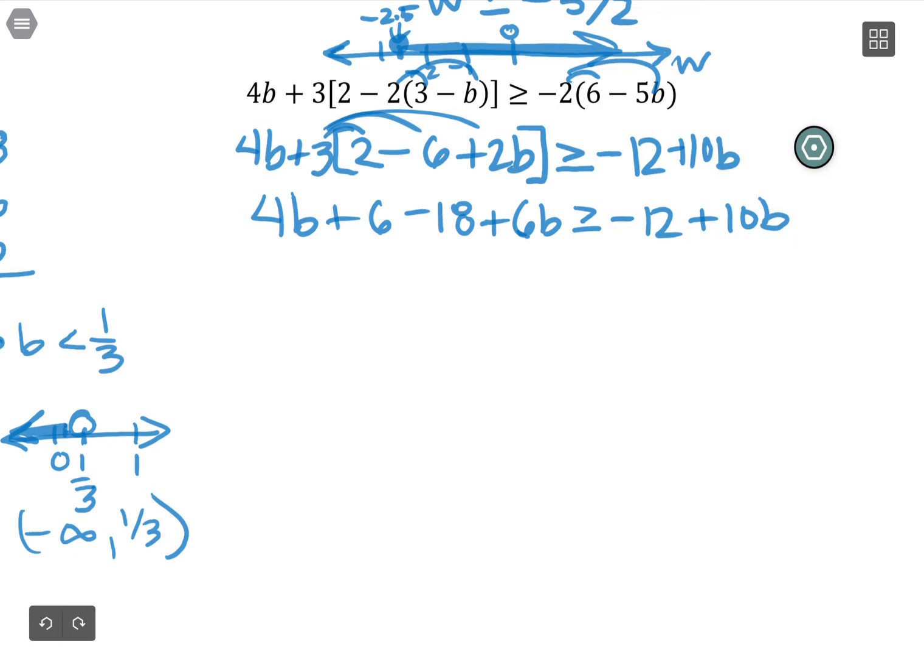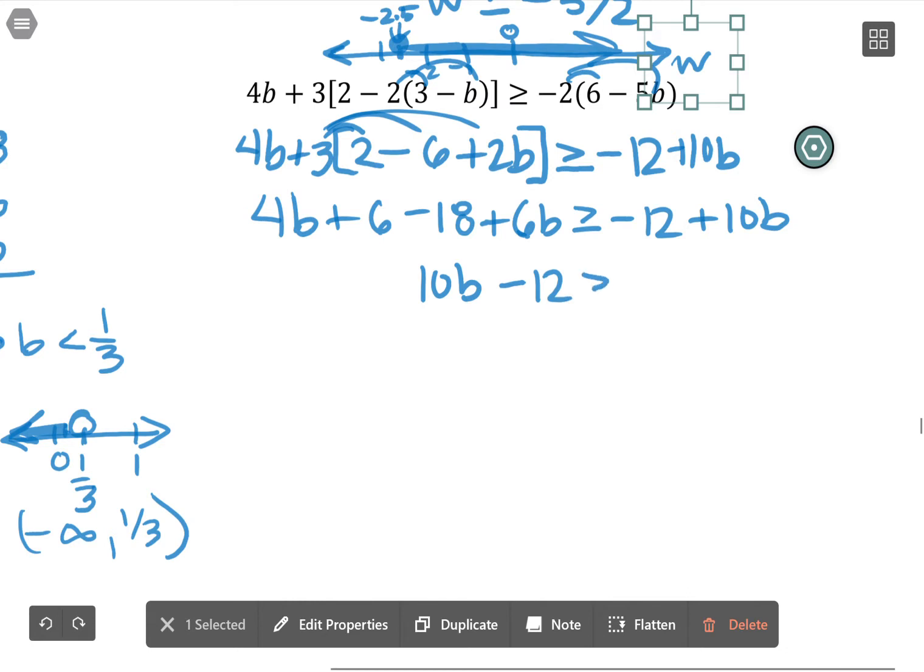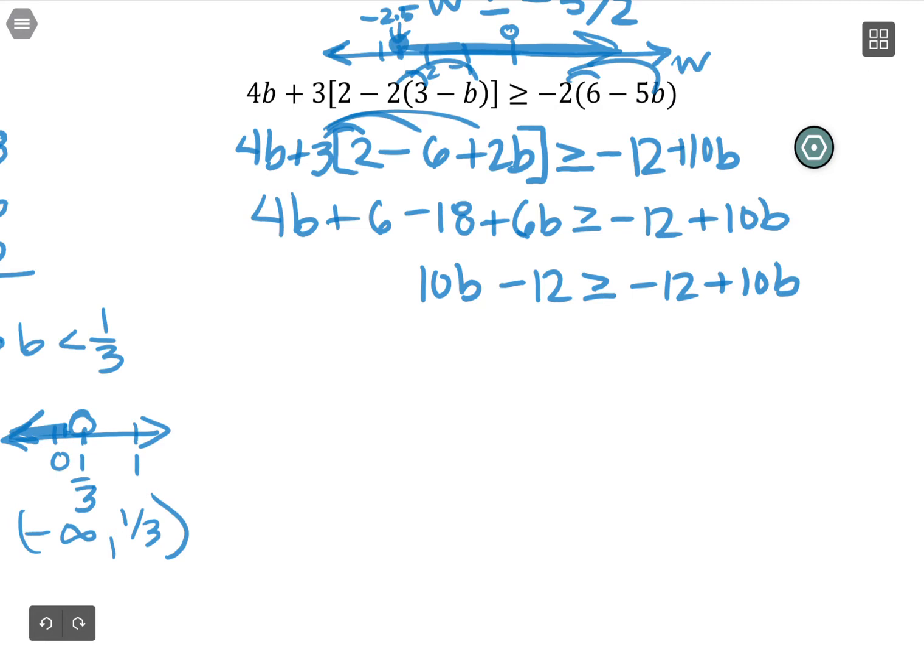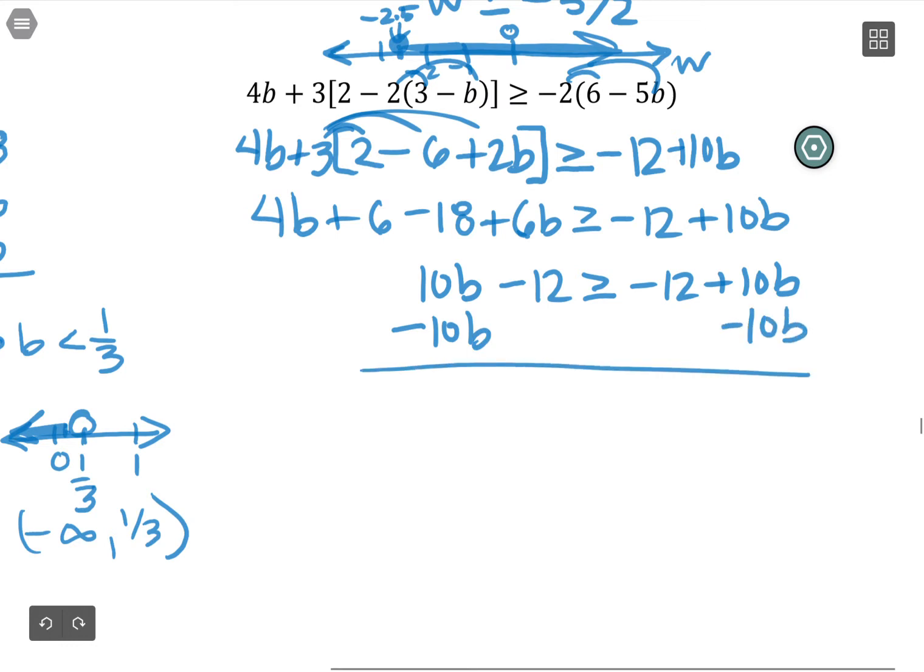Okay, so when I combine like terms, I'm going to get 4b plus 6b is 10b, and I'm going to get 6 minus 18 is -12. So -12 plus 10b. Okay, so I do think something interesting is happening. When you go to move your b's to one side, they're all going to drop out, which means we're getting one of those situations where the value of b doesn't actually determine whether this is true or false. It just patently is true or false all the time. So the way you decide which it is is just by looking at what you ended up with.